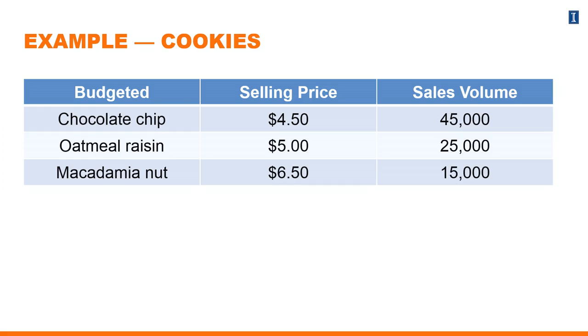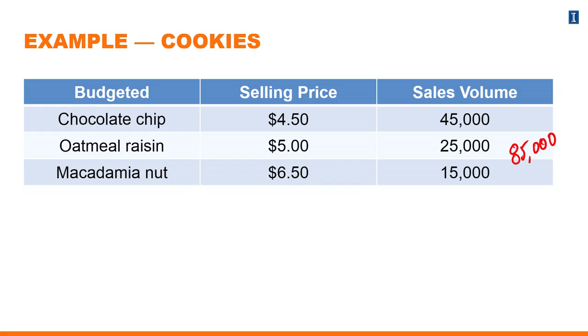Now, one thing that we can see that's not actually listed here is that we expect to sell in total 85,000 cookies in total. That's the 45,000, 25,000, and 15,000 combined.